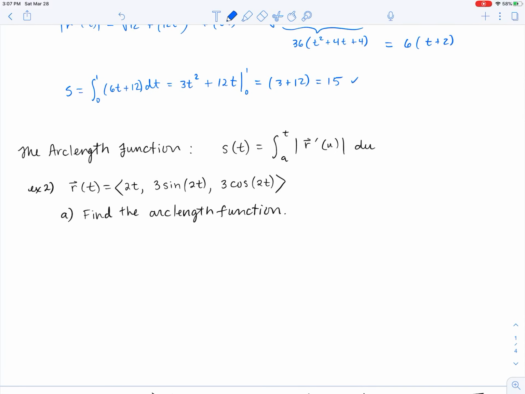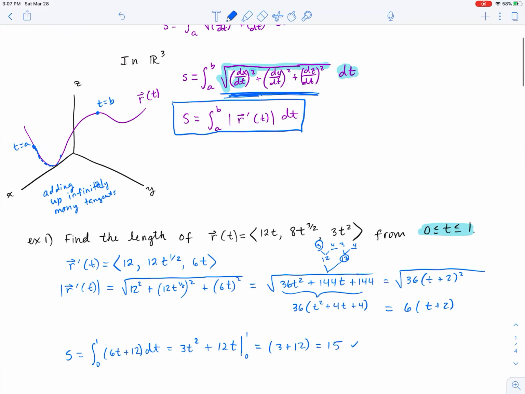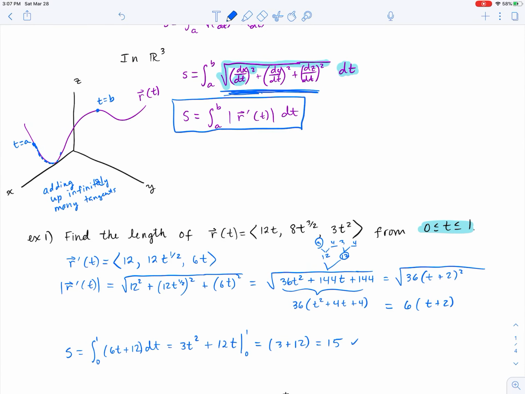Okay, the next thing I want to talk about is just the arc length function. When we calculate arc length, when we're looking at this here, this is a definite integral. And so then the answer is a scalar.